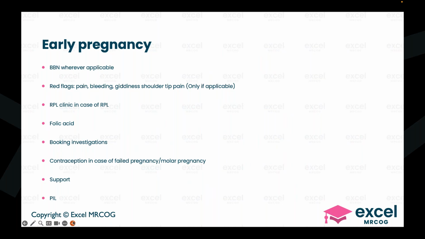Then red flags are also important whenever there's pain, bleeding, giddiness, etc., that you need to warn her about. Do not forget to say RPL clinic in case of RPL. Folic acid when she's in early pregnancy. Do not forget to say that. Booking investigations when she's in early pregnancy. In case of failed pregnancy and molar pregnancy, tell her that she needs to be on contraception before she tries for the next pregnancy. If she has a miscarriage, an ectopic pregnancy or a molar pregnancy, give support and a PIL. These are important points.